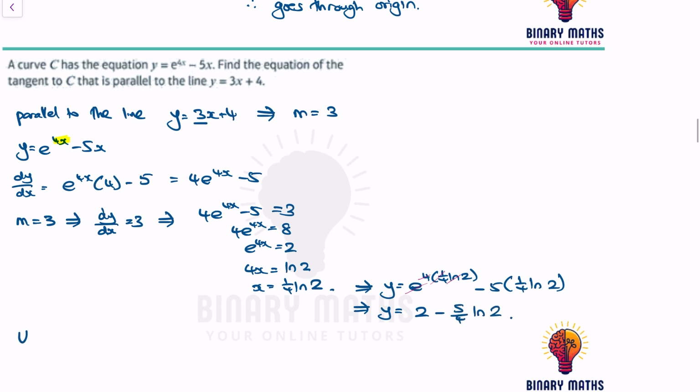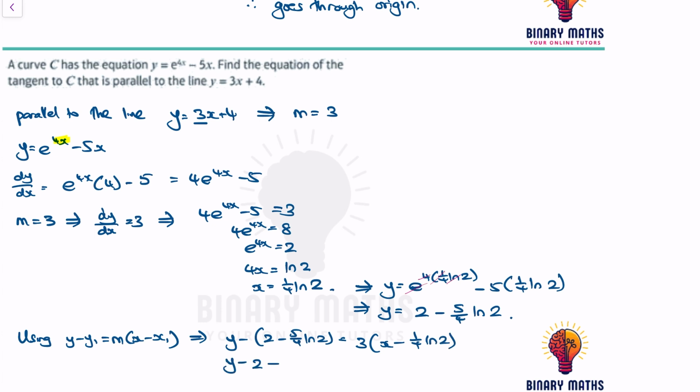So now, using y minus y1 is equal to m times x minus x1, we get y minus (2 minus 5/4 ln 2) is equal to m, which is 3, times x minus a quarter ln 2. If we expand this, you get y minus 2 plus 5/4 ln 2 is equal to 3x minus 3/4 ln 2.